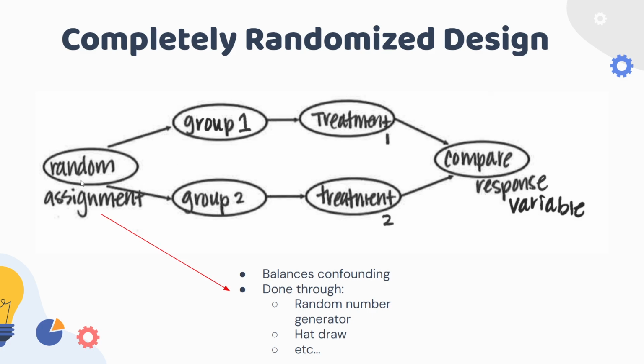So like I said, random assignment balances confounding. And this is done, as we saw with simple random sampling, through a random number generator, a hat draw, or something else. And just for fun, I'm going to ask, what other things can we do in terms of random assignment? Yes, you need to give both groups some kind of treatment. So what other ways can we do random assignment, other than a random number generator or a hat draw?